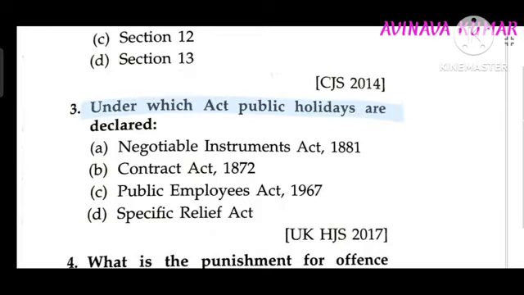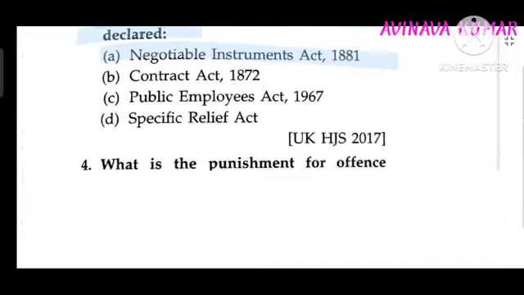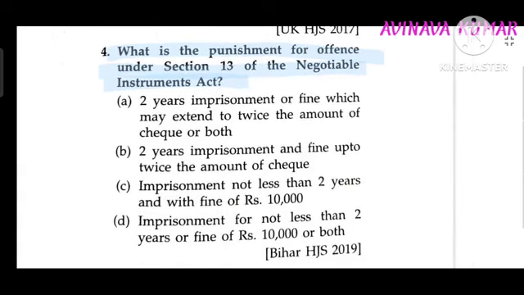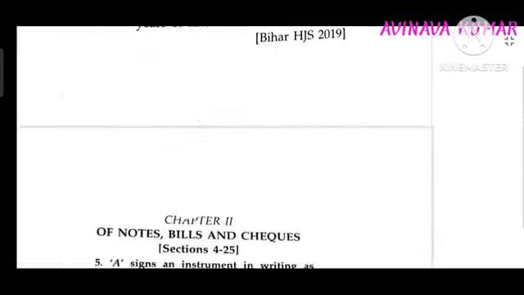under which act public holiday are declared. Negotiable Instrument Act 1882. What is the punishment for offence under Section 13 of Negotiable Instrument Act? 2-year imprisonment or fine, which may extend to twice the amount of check or both.